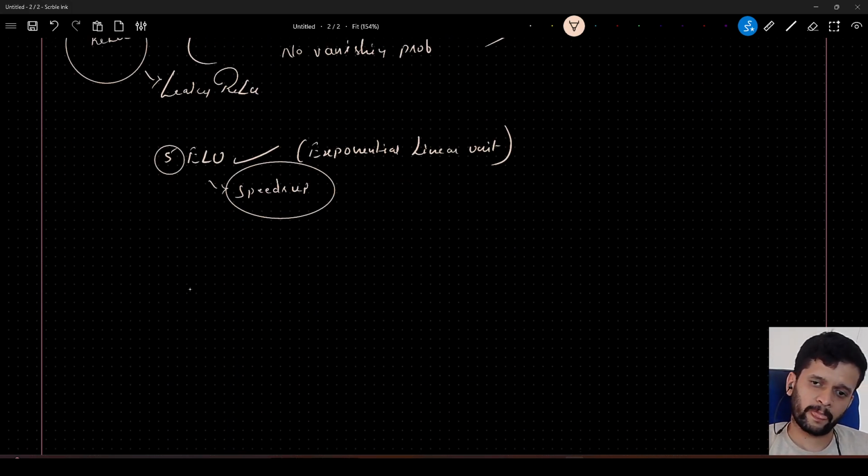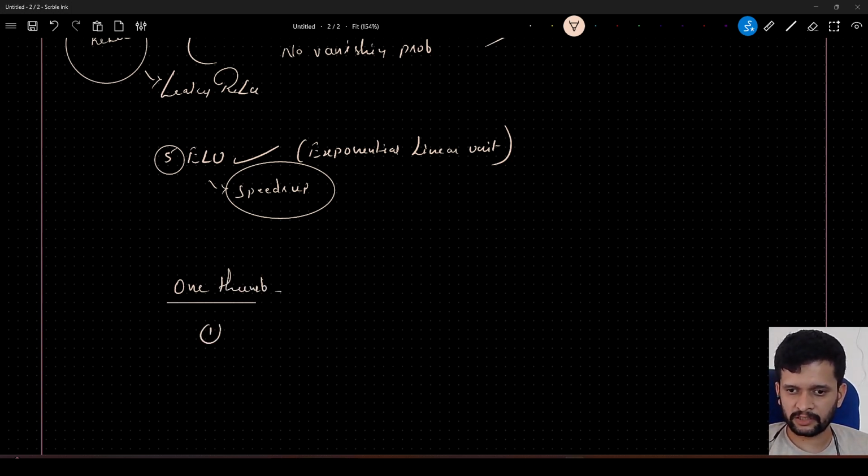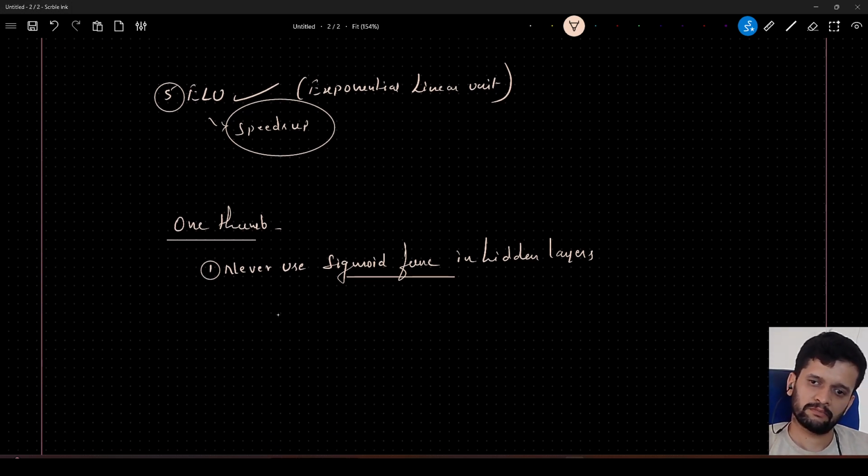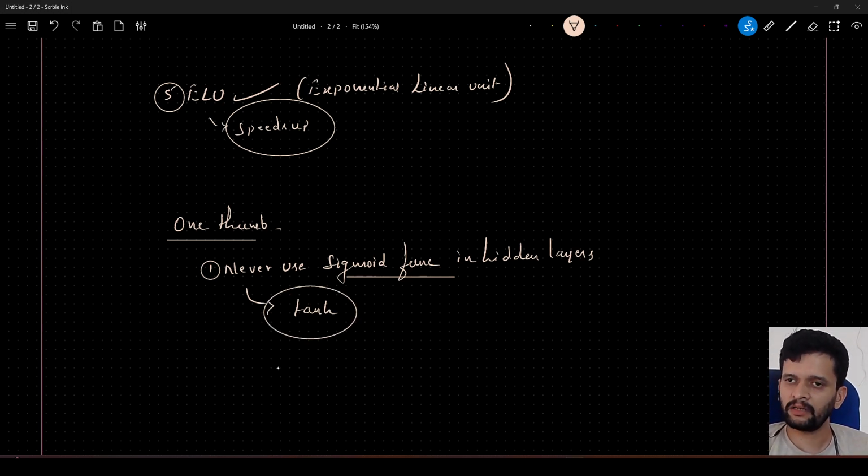But one thumb rule for activation functions is to never use the sigmoid activation function in hidden layers. Never use the sigmoid activation function in hidden layers. Why? Because we will for sure encounter the vanishing gradient problem at one point of time during the training process. Okay, and the same applies to Tanh. So try to avoid using Tanh as much as possible as an activation function in hidden layers, because this also has the same vanishing gradient problem.